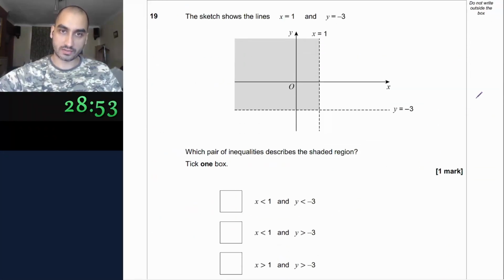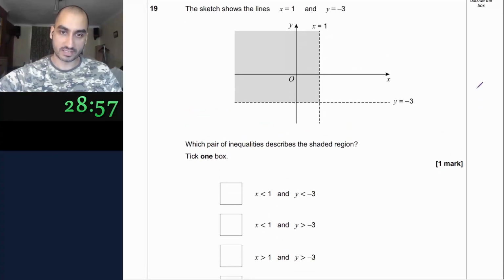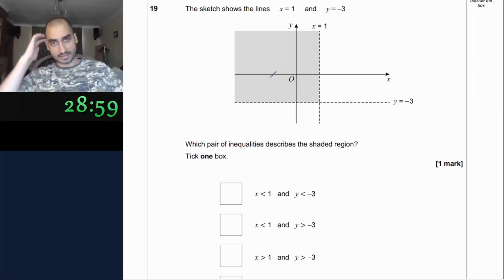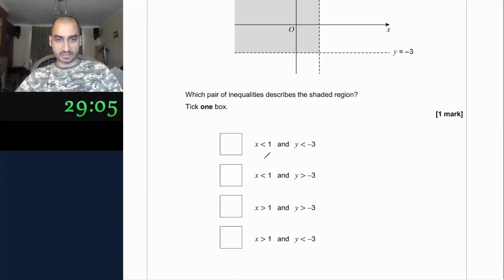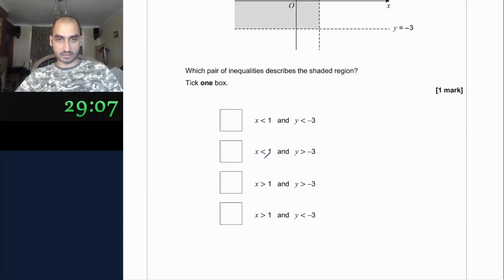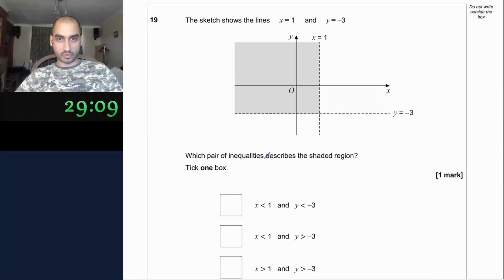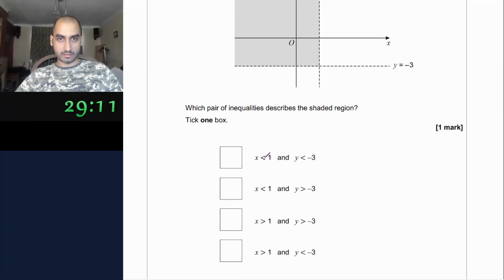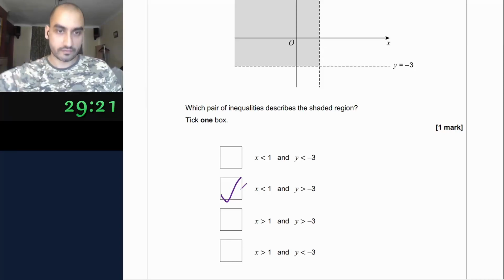Sketch shows the lines x equals 1 and y equals -3. Which pair of inequalities describes the shaded region? So x is less than 1. Dotted line normally means strictly, but they're not testing that here. So it's more than... Okay. X is less than 1 and y is more than -3. Easy enough.